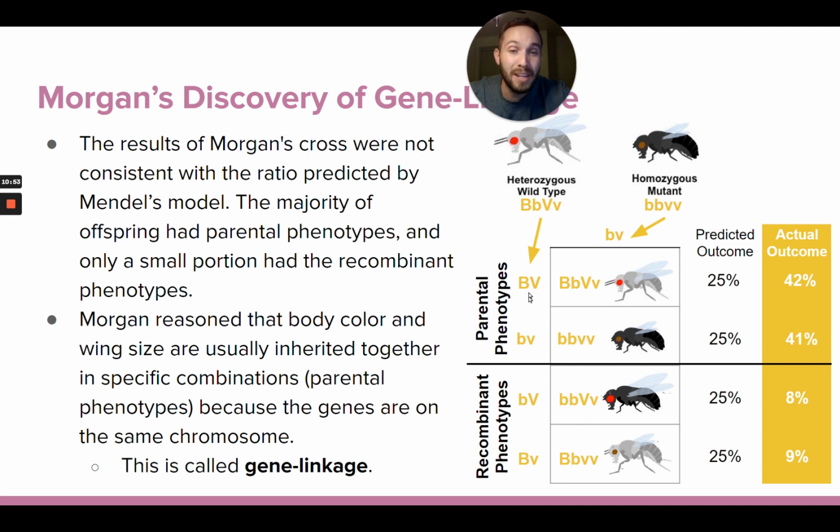And so what's happening here is these gametes made by this parent, let's say it's dad, these sperm cells are for some reason being made way more commonly than these sperm cells. These gametes are being made a lot more than these gametes by this fly, leading to these outcomes happening a lot more often. And so that's called gene linkage. That means that these genes are on the same chromosome.